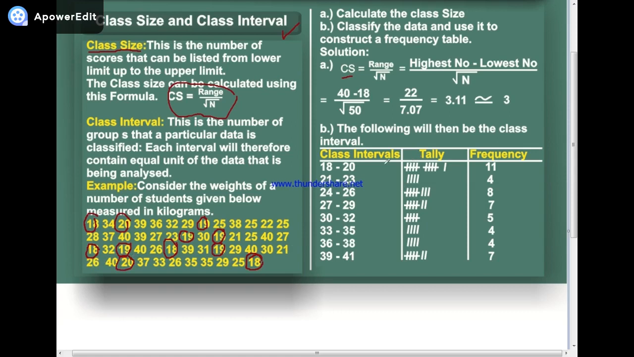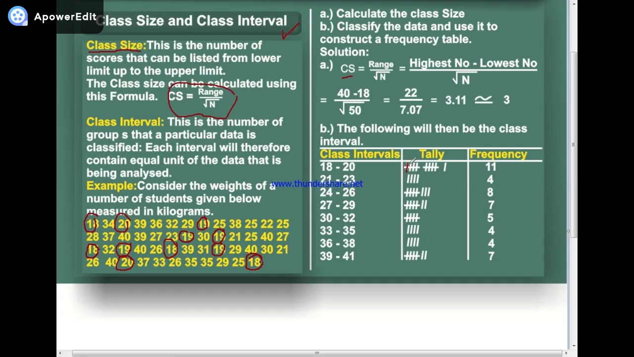11. So you have to be very careful when you are searching for the data in this particular tally. It is prone to mistake. So you have to be very careful. So that means we have 11 here. That is the reason why we draw 11 strokes here.